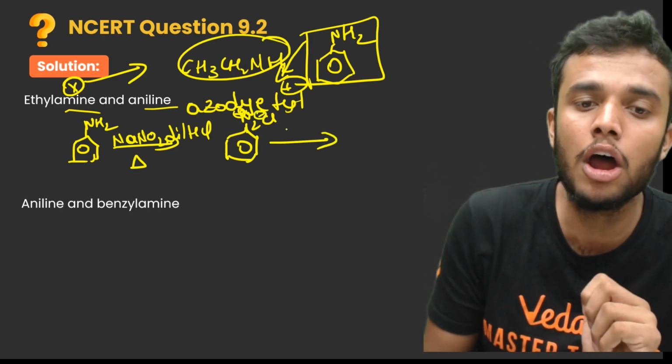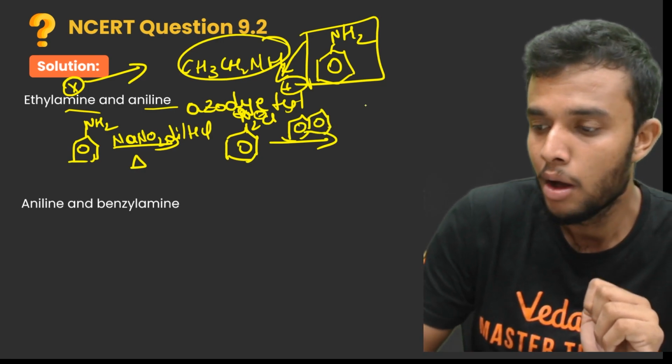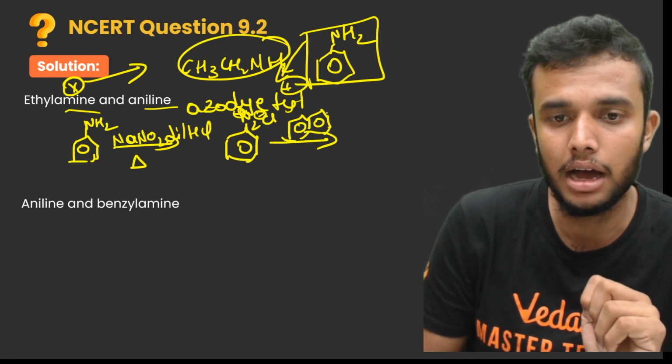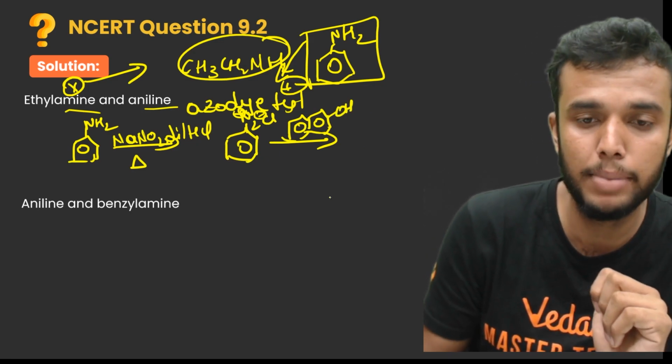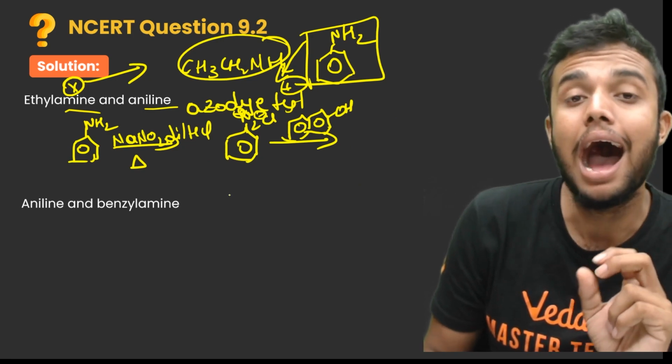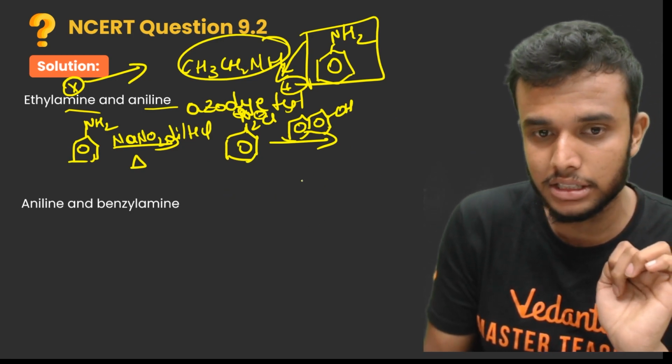If it is further reacted with beta naphthol, what is the structure of beta naphthol? At the beta position, the OH group is there, right? Alpha, beta. At the beta position, the OH group is there. It is beta naphthol. It yields an orange dye, students. What is the structure? What will it yield?